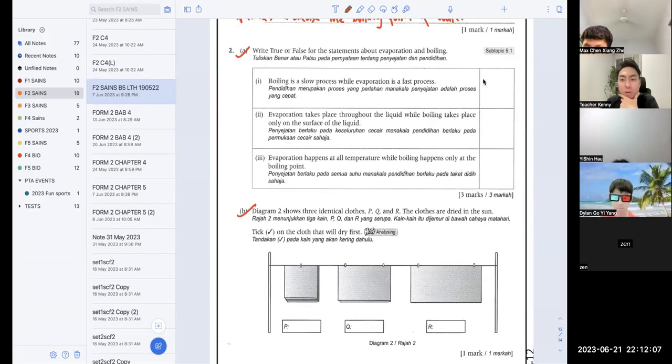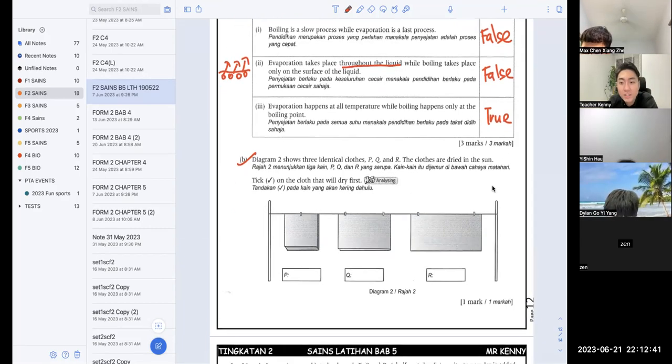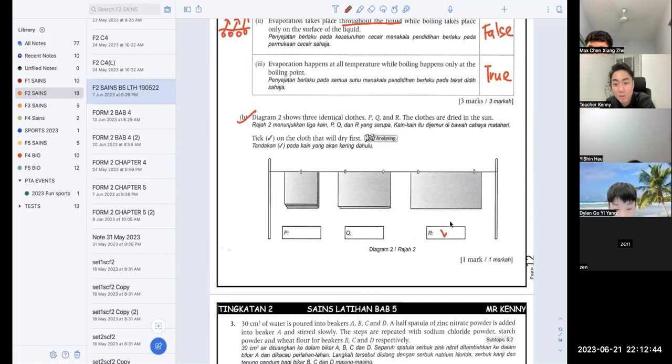Okay, boiling is slow, evaporation is fast. False. Boiling water is very fast. Evaporation takes hours. Evaporation takes place throughout the liquid. This is wrong. Evaporation is on the surface of the liquid only. Water evaporation only happens on the surface. Evaporation happens at all temperatures, while boiling only happens at the boiling point. Correct, true. Next, take the cloth that will dry first. I hope you managed to take this one because of large surface area. Correct.